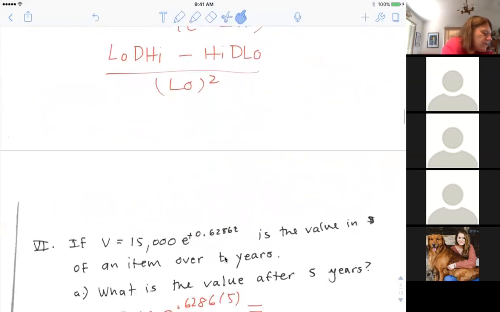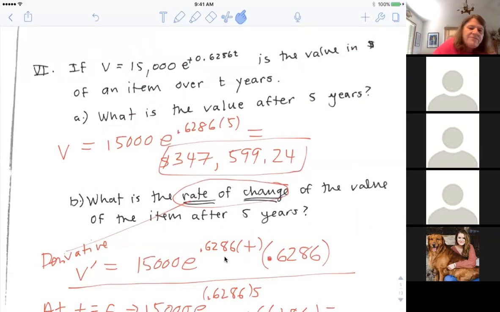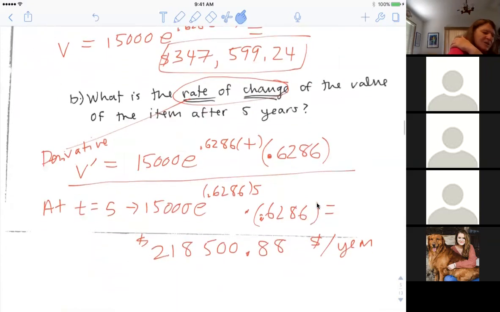All right. Let me just say a couple more things. This was just, can you use the calculator with e? So I just plugged in, you got this value function. What's your value after 5 years? I plugged in 5.